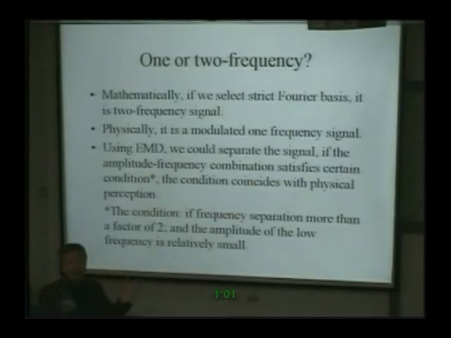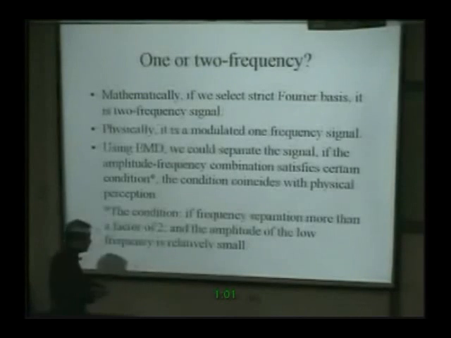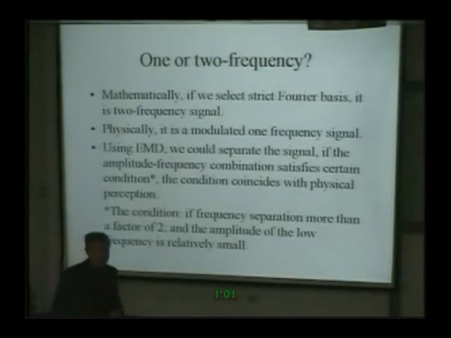The fact that he plotted that does not imply physiologically indeed it is the case. And what is the condition? The condition is if the frequency separation is more than a factor of 2 or the amplitude of the low frequency is relatively small, then we can separate. So this is the condition. So in the future, if anybody asks you, I put in 2 frequencies, only give me 1, go read this paper. Or you can tell them that it's physical versus mathematical. In fact, mathematically they are equivalent because of the trigonometry identity.